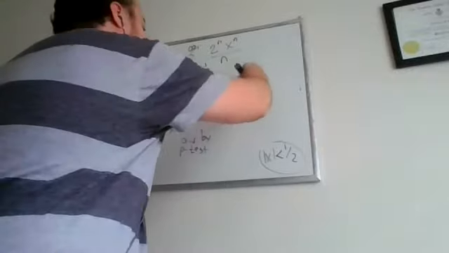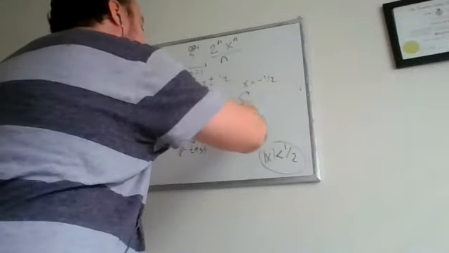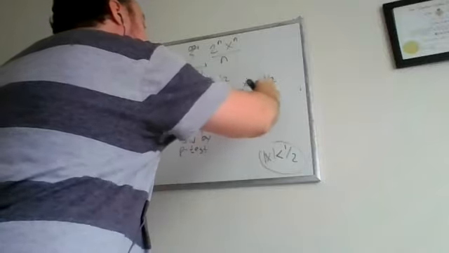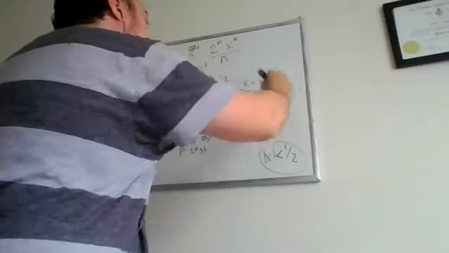On the other hand, though, let's say we had x is negative 1/2. Then we're going to have the sum from 1 to infinity of 2 to the n, negative 1/2 to the n, divided by n.